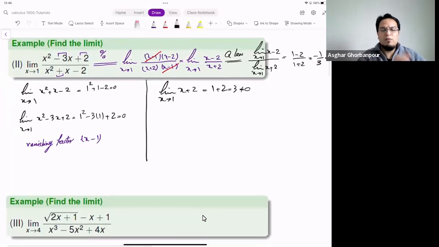When we have 0 over 0, we may end up with an existent limit. So we can have either an existent limit or a limit that does not exist. So 0 over 0 can end up in any of these cases.